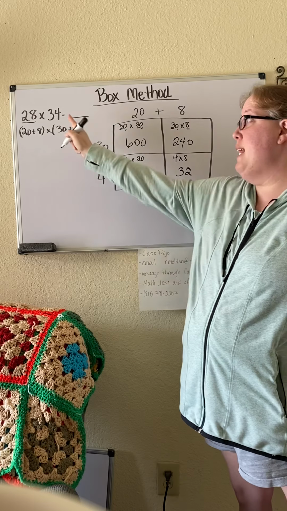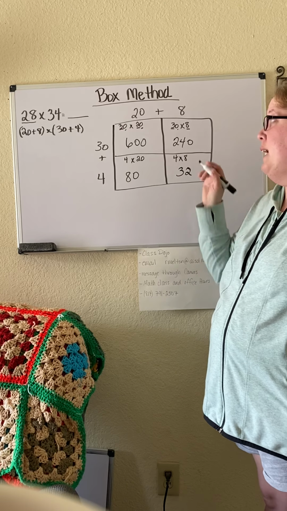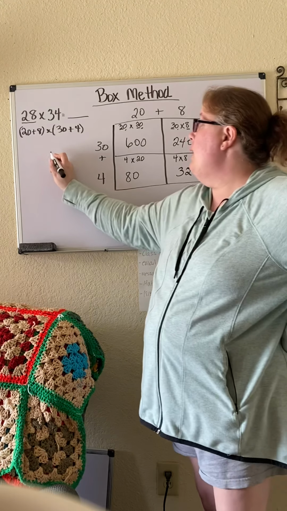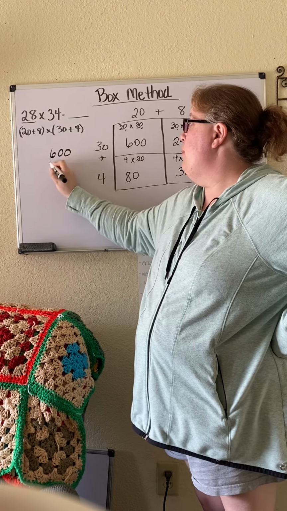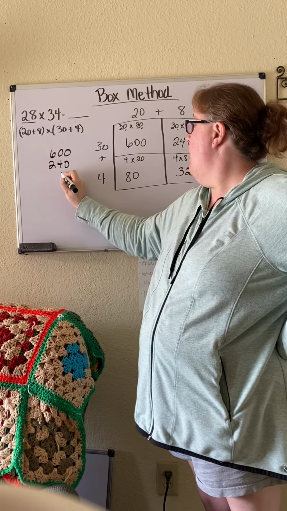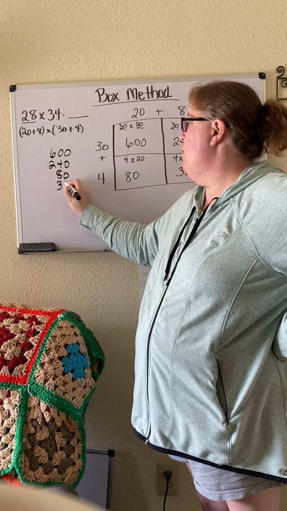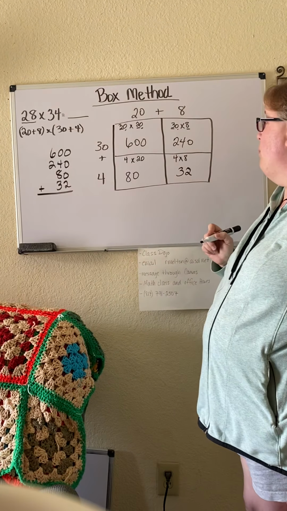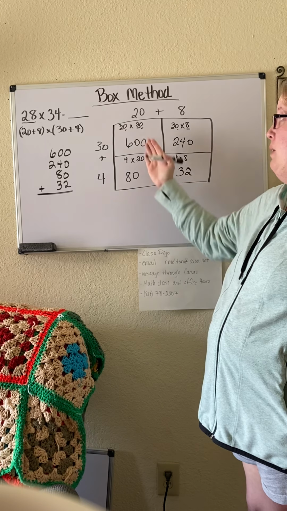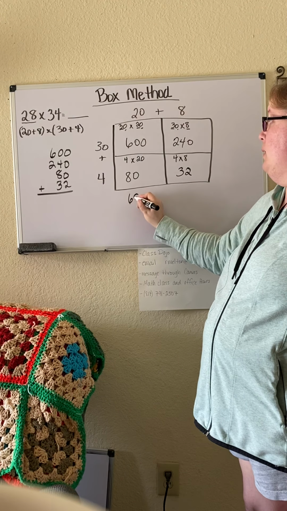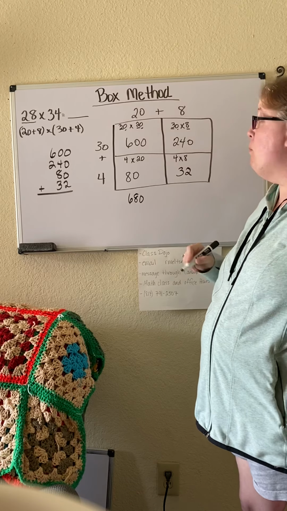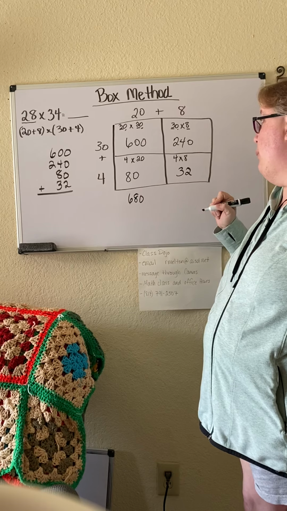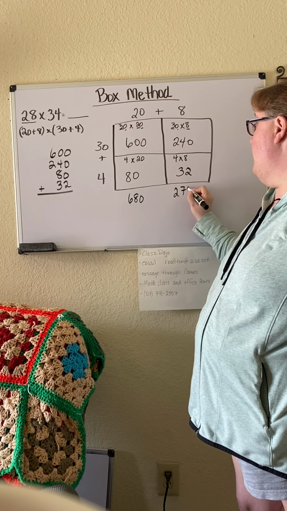In order to find the actual answer, I'm going to take all of those partial products and add them together. I usually like to do the bigger numbers at the top. Remember that there's a multitude of ways that you can add these numbers. 600 plus 80 I know is 680. I can do that mentally. Over here, 240 plus 32, that would be 272.